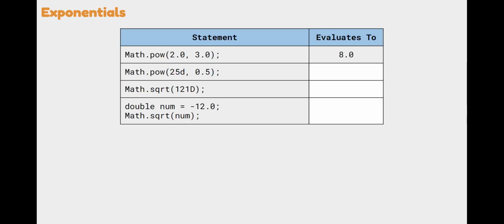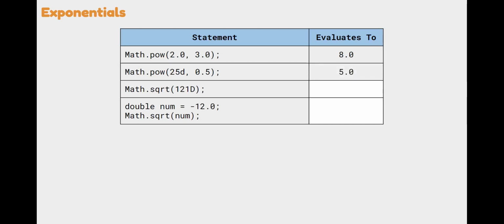In our second example, we are calling the pow method and we are passing in 25 as a double for the base, and we are passing in 0.5 as the exponent. 25 raised to the 1/2 power is the same thing as calculating the square root of 25. That will evaluate to 5.0.